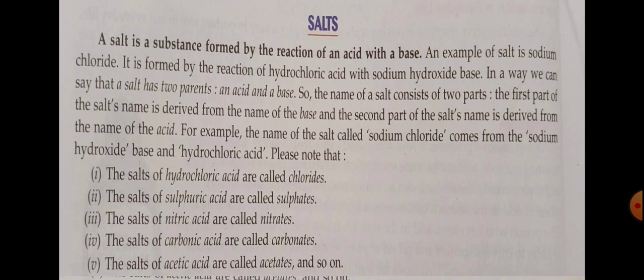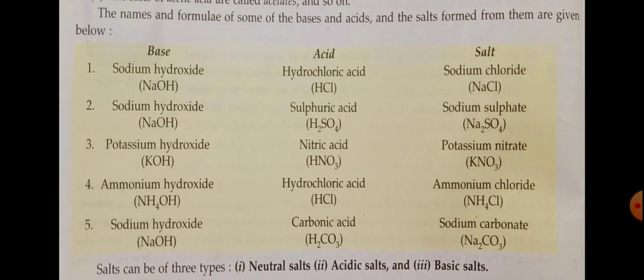Salts can be of three types: neutral salts, acidic salts, and basic salts. These are the names and formulas of the base and acid which form a salt. Combining NaOH plus HCl gives us the salt NaCl, common salt. In this way you can do some more examples, but only one or two are needed.